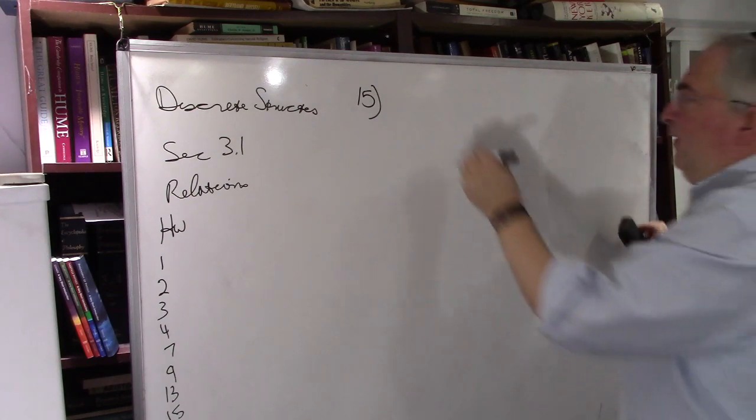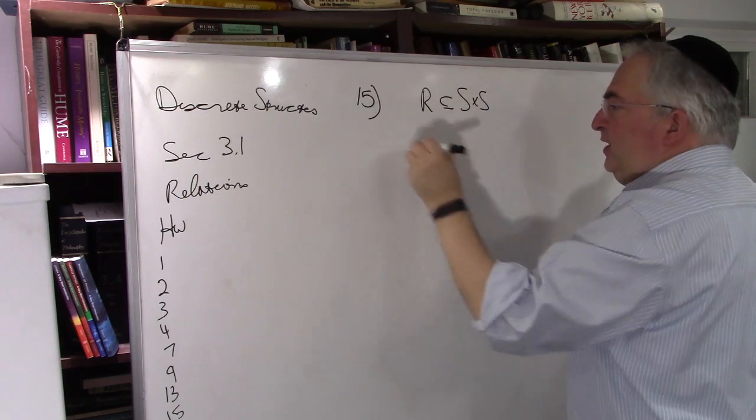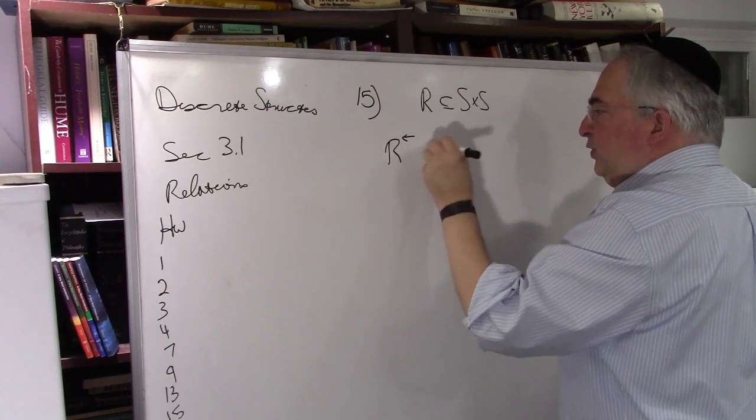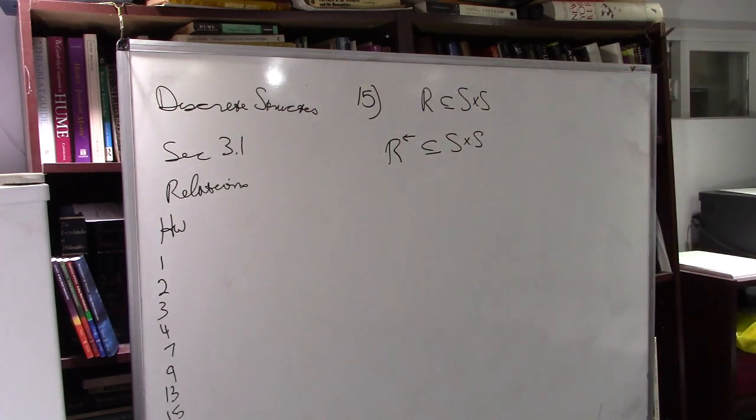Okay. R is a relationship on S cross S. Now we want to look at R inverse. This is also a relationship on S cross S. That means you swap the elements. Prove R is symmetric.